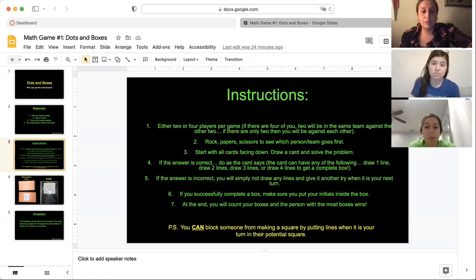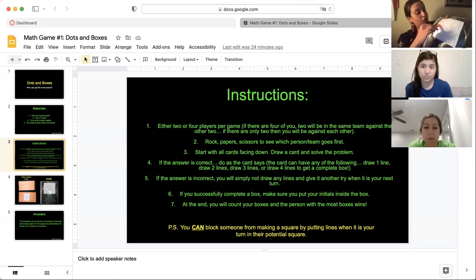And then I give a reminder, PS, you can block someone from making a square by putting lines in their potential square when it is your turn. So say someone has like 3, let me show you. If someone has 3 lines and they're so close to making that 4th line to do a complete box, if the other team or the other person gets it right, they could go in there and do a line on their box and win that space instead of the other person.